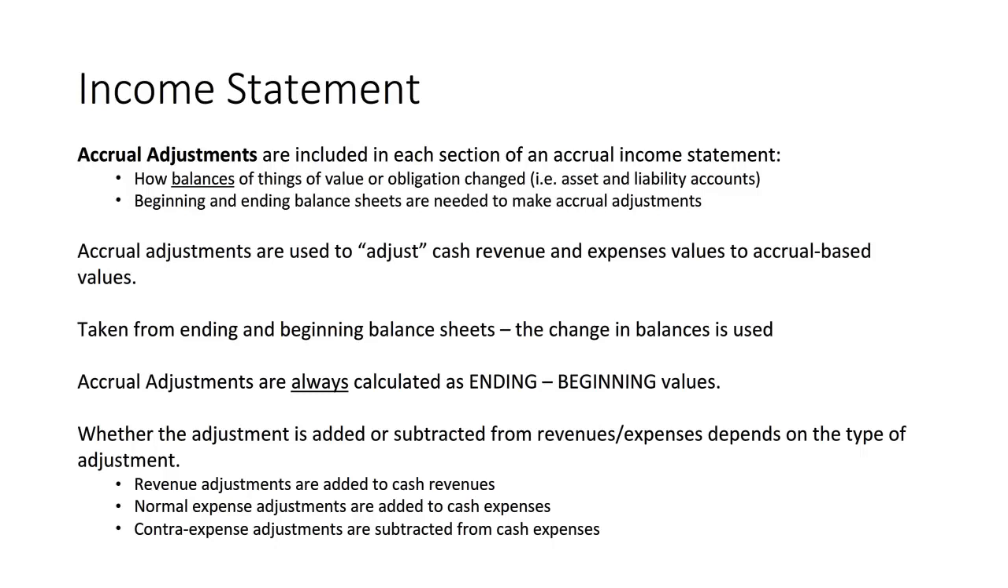Again, this can get confusing. We'll talk more about what revenue adjustments are versus normal versus contra expense adjustments as we continue to work through the income statement and the example. But for now, just know that there will be 3 types of adjustments, and that affects how we treat the adjustment on our income statement.